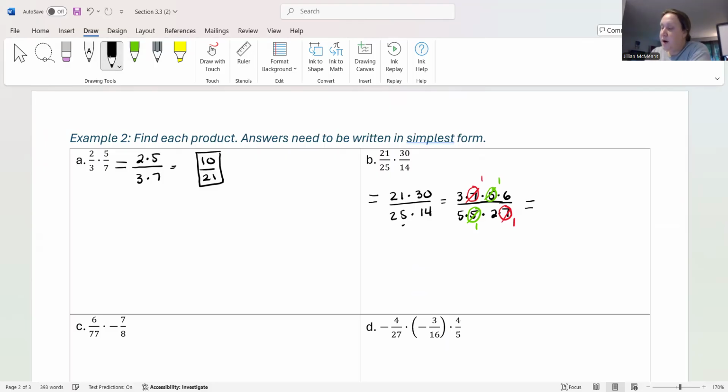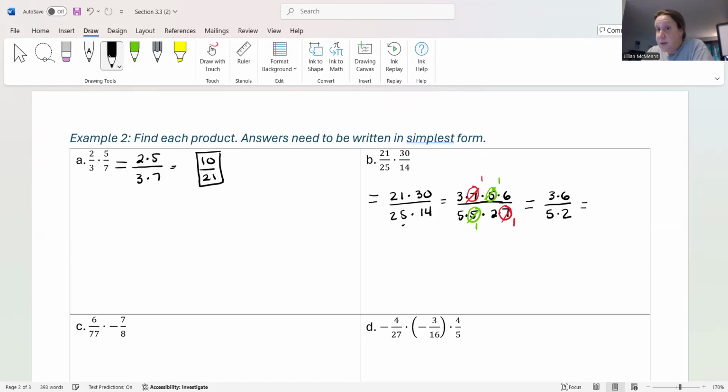So in the numerator, I just have 3 times 1 times 1 times 6. So that's 3 times 6. In the denominator, I have 5 times 1 times 2 times 1. So I'm just going to write that as 5 times 2. And now I need to see, is there anything else I could divide out? And it turns out there is one more thing.